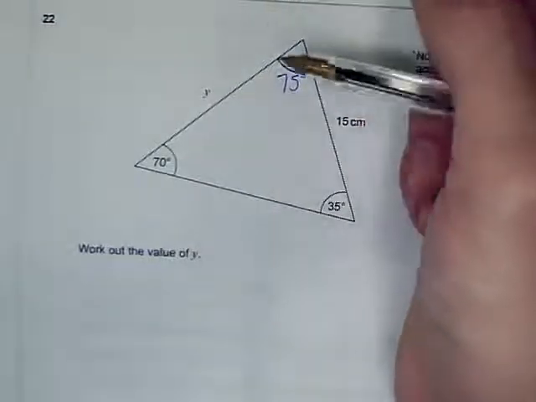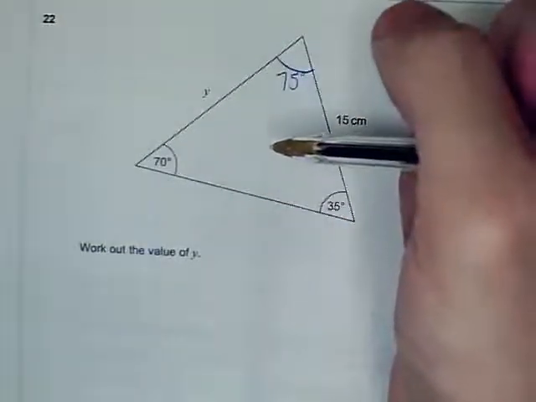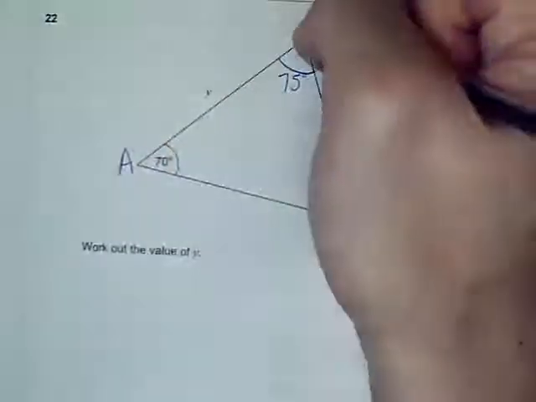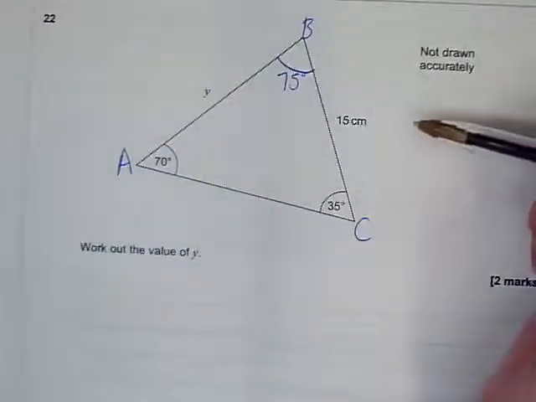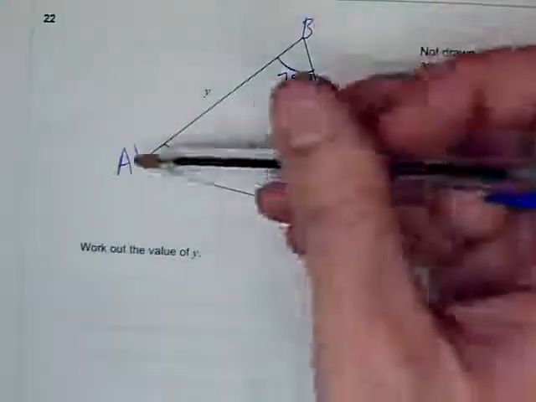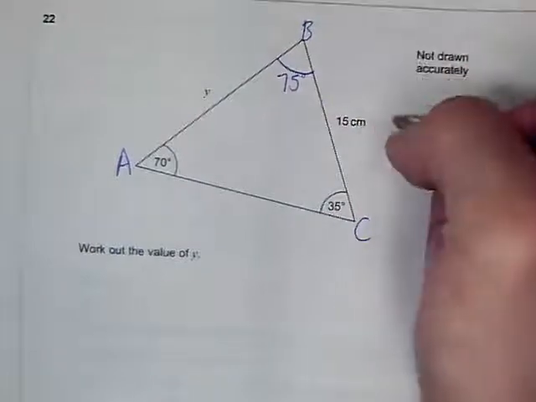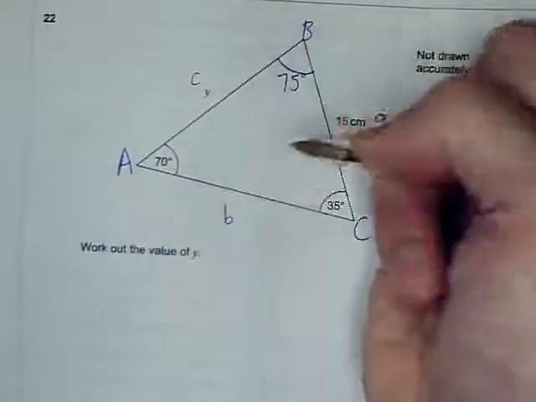So for this question, what I'm going to do is label my sides, and I'm going to use either the sine or cosine rule. Okay, so for this particular question, I've got two angles. Label one of them A. Label the angles with capital letters, and then the opposite sides label with lowercase letters. So that's going to be lowercase a, lowercase c, lowercase b.